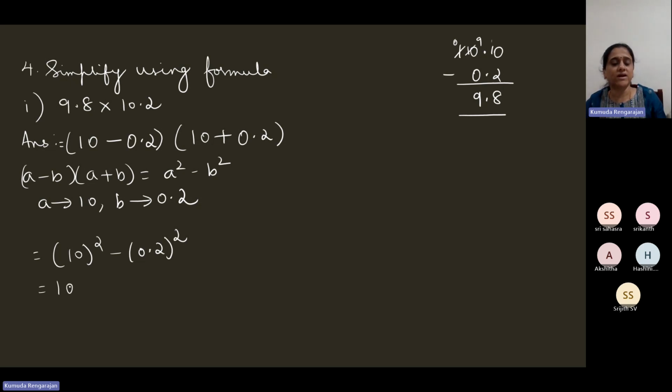Correct? 10 squared is 100 minus what? 0.2 into 0.2 is 0.04. 2 fours are 4, then 1 plus 1, 2 decimal places, so 0.04. So 100 minus 0.04 is 99.96.